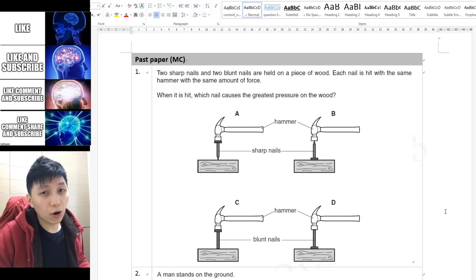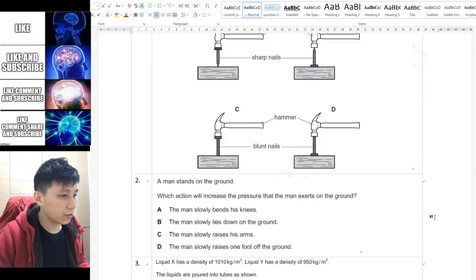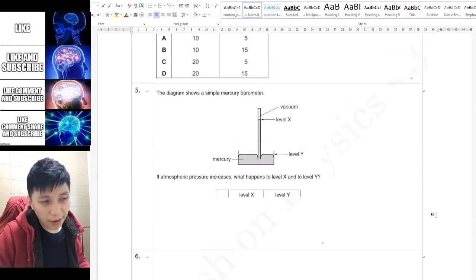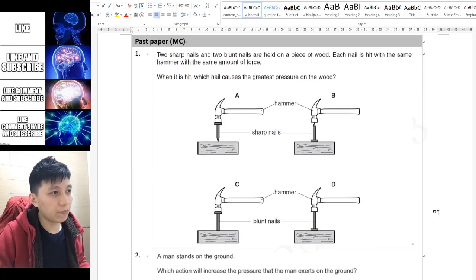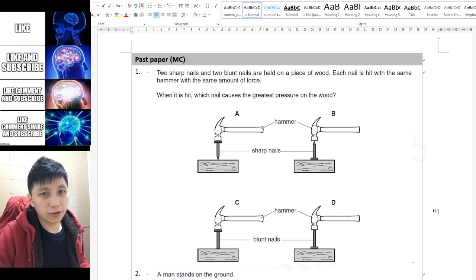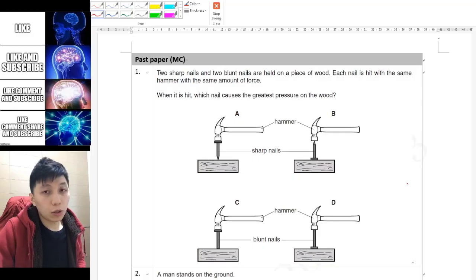Okay, so we have finished the whole chapter 3 already, and there are still 6 MC questions remaining, and let's try it out and see if we know how to do it. So please pause the video and try it yourself now. A few moments later.